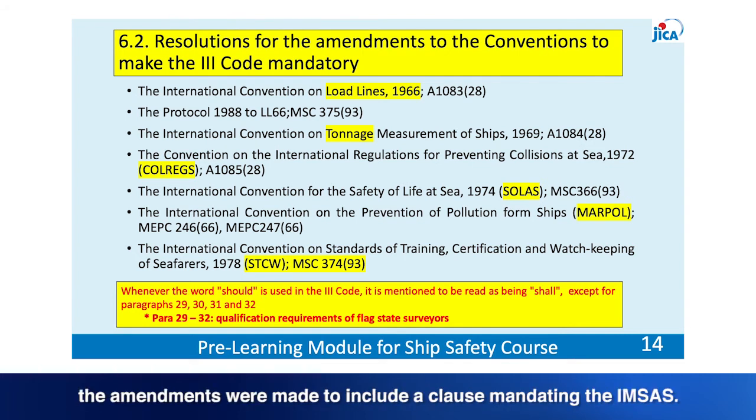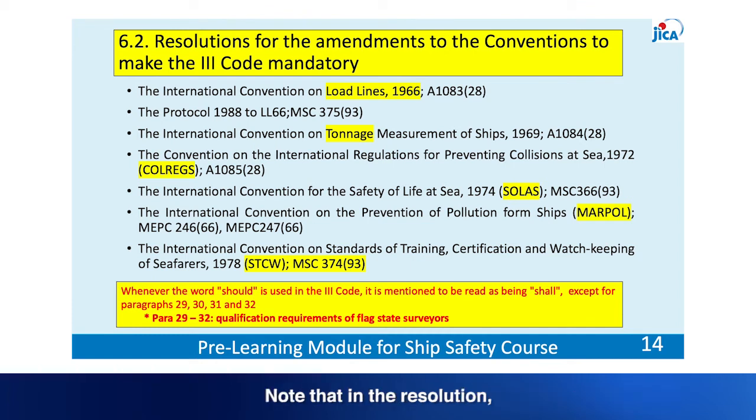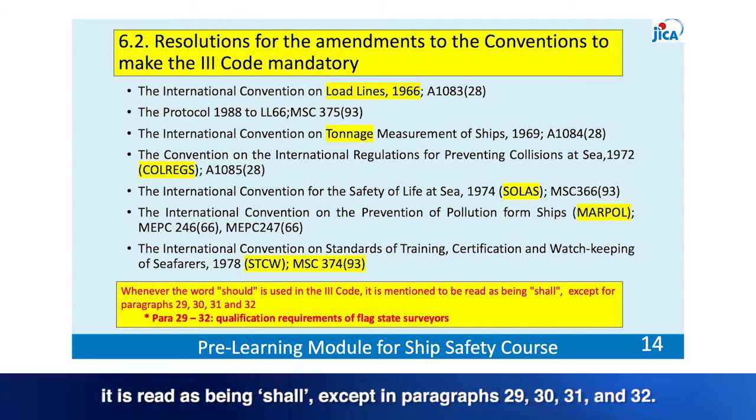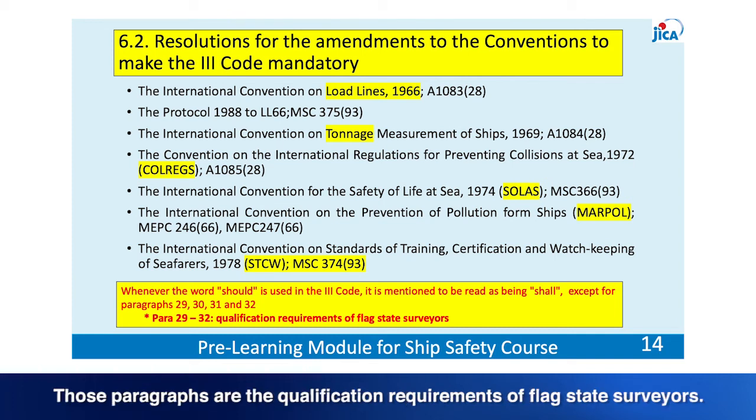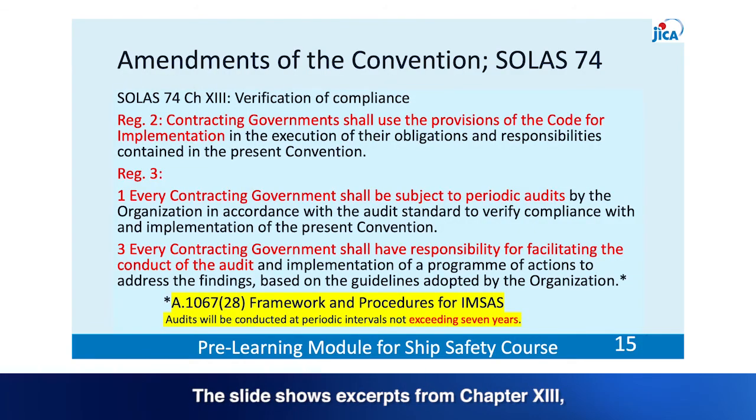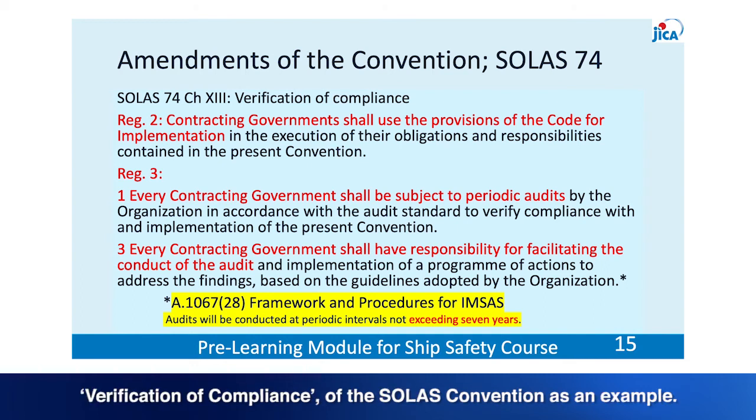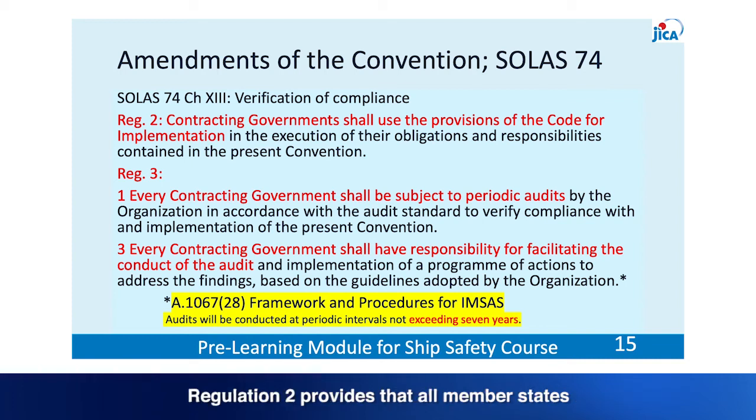In each convention, the amendments were made to include a clause mandating the IMSAS. Note that in the resolution, whenever the word "should" is used in the III Code, it is read as being "shall", except in paragraphs 29, 30, 31 and 32. Those paragraphs are the qualification requirements of flag state surveyors. The slide shows excerpts from Chapter 13, Verification of Compliance, of the SOLAS Convention as an example. Regulation 2 provides that all member states have to use the III Code in the execution of their obligations and responsibilities contained in the present convention.